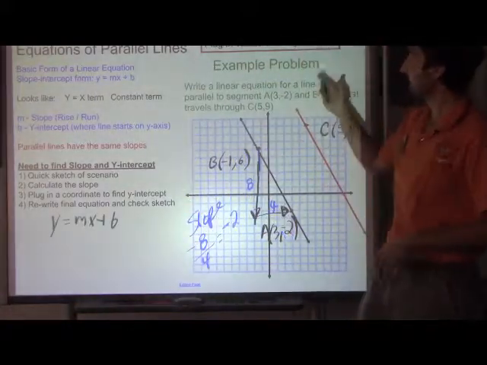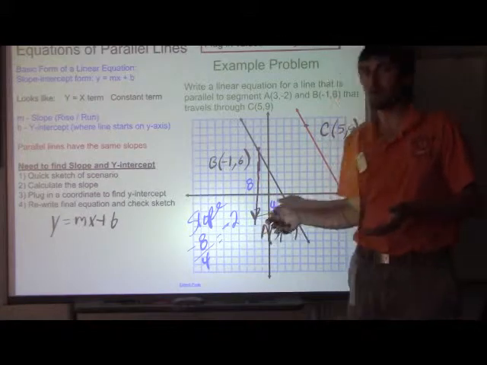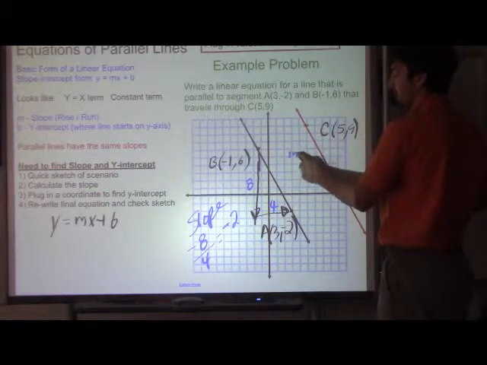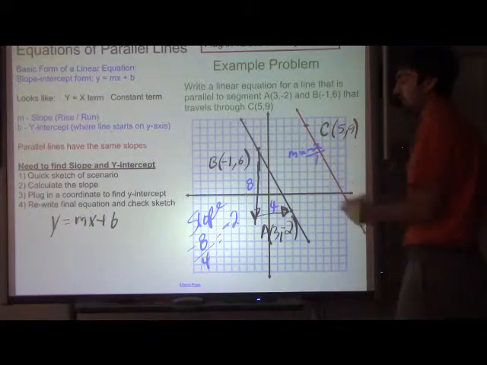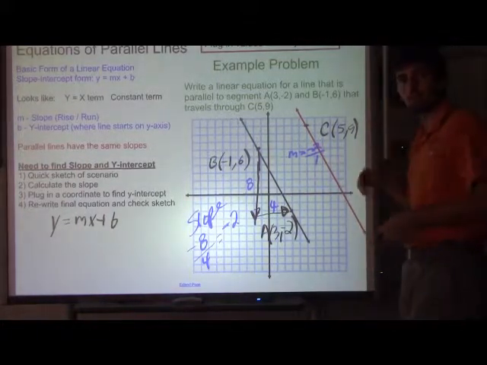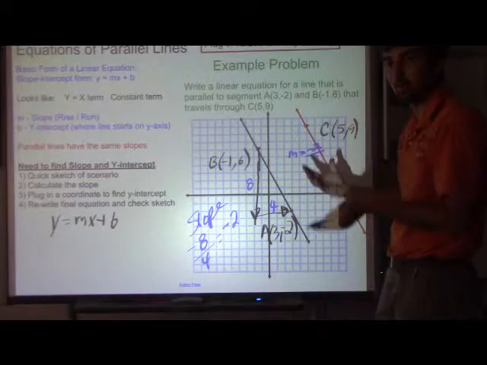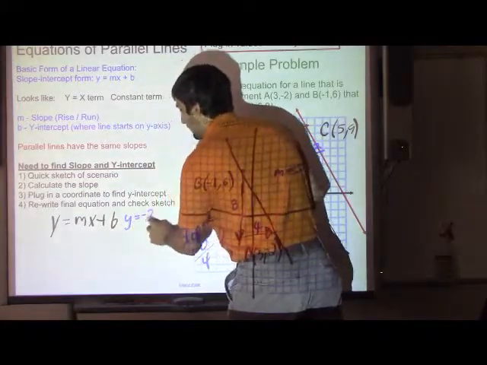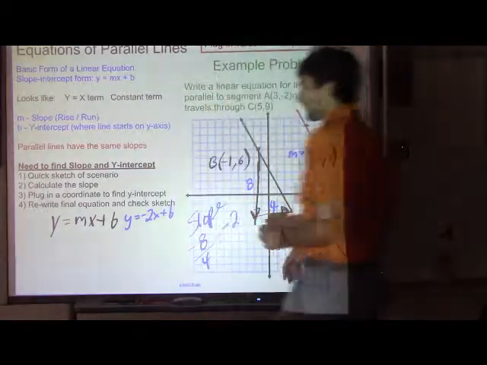All right, after you find the slope, then you have to find the y-intercept. So we're looking at this equation. We know that the slope is -2 over 1. Now we need the y-intercept. The way to find the y-intercept is you have to plug in a point. So we plug in the slope first. We got y equals -2x plus b.